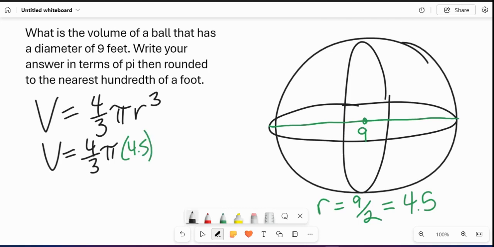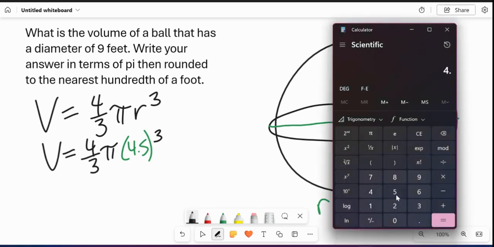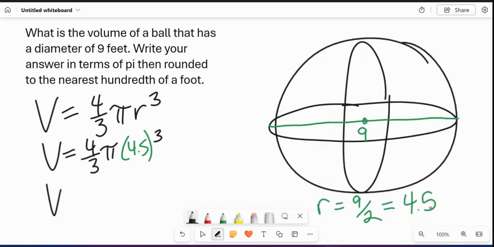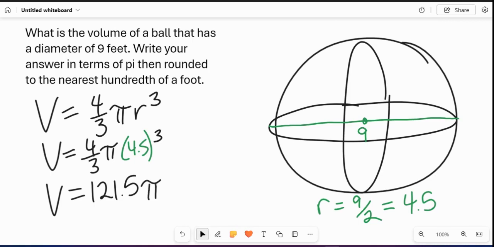4.5 cubed. Okay, and again, figure that out first, the exponent first. 4.5 exponent button 3 equals 91.125, times 4 divided by 3 is 121.5. That's not bad. So 121.5 pi.